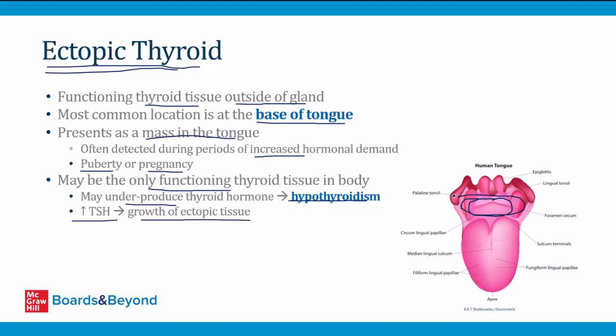So the way this will be described in a board question would be a person with symptoms of hypothyroidism and they have a mass at the tongue. That person probably has an ectopic thyroid, and that's their only functioning thyroid tissue in the body.